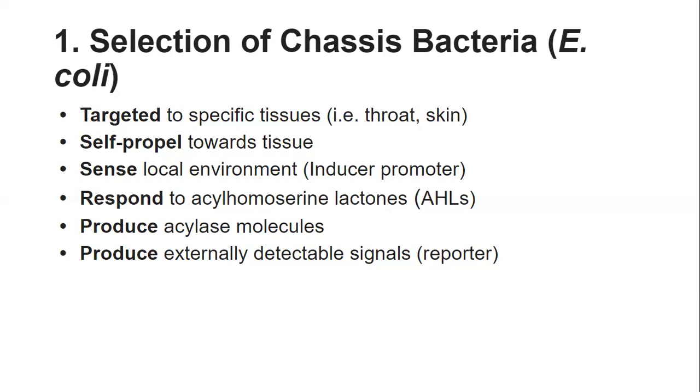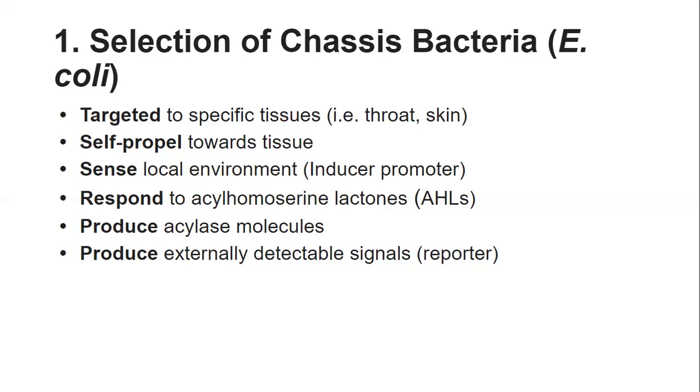So we are going to use E. coli. And then our chassis bacteria will be able to target our specific tissue, that is the throat and skin. This is where Pseudomonas tends to reside. Then our chassis bacteria will have mobility capabilities, meaning it will be able to self-propel itself towards the tissues.